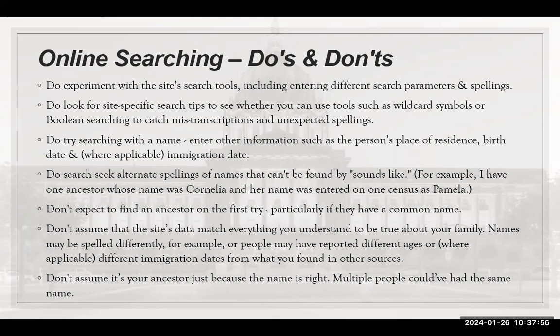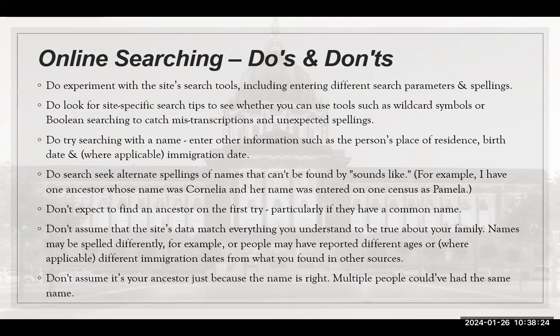Do try searching with a name. Enter other information such as the person's place of residence, birth date, where applicable, immigration date. Do seek alternate spellings of names that can't be found by sounds-like. For example, I have one ancestor whose name was Cornelia, and her name was entered on one census as Pamela.